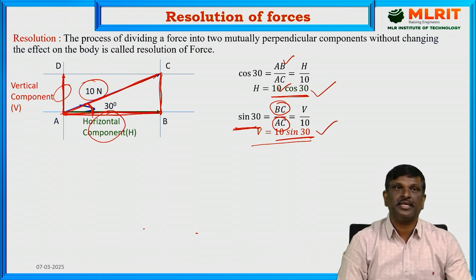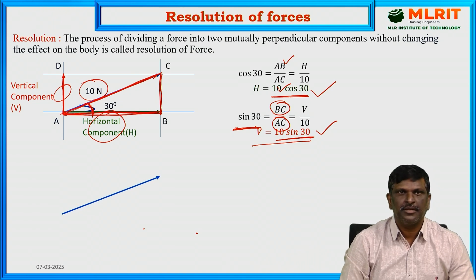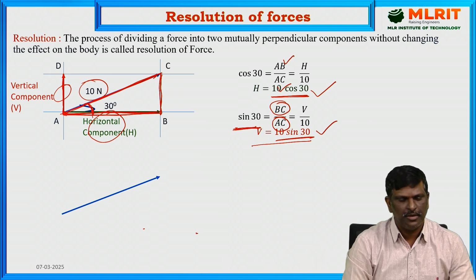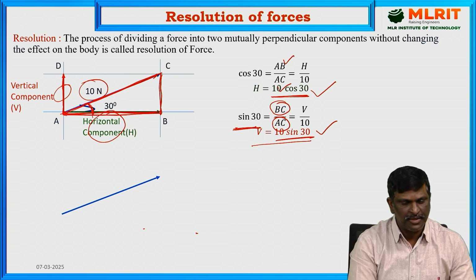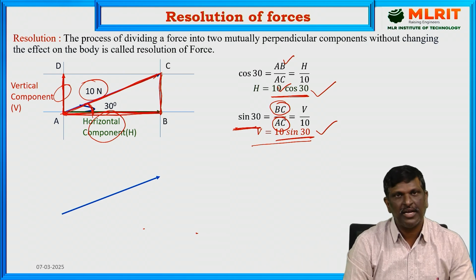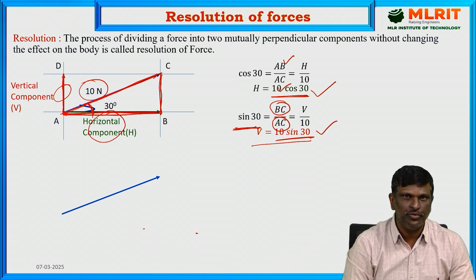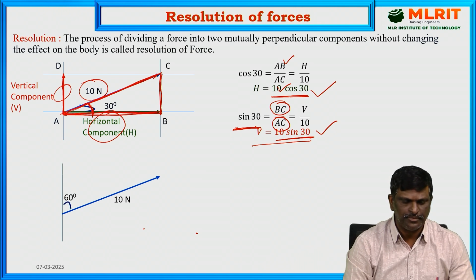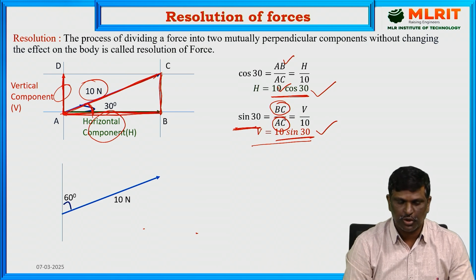Now look at another example. The same force 10 newtons and it is acting in the same direction. Instead of representing the angle with respect to horizontal, that is 30 degrees to the horizontal, now I will represent the direction of the force with respect to vertical. The same force is making an angle of 60 degrees to the vertical. Now let us see how to find horizontal component and vertical component.